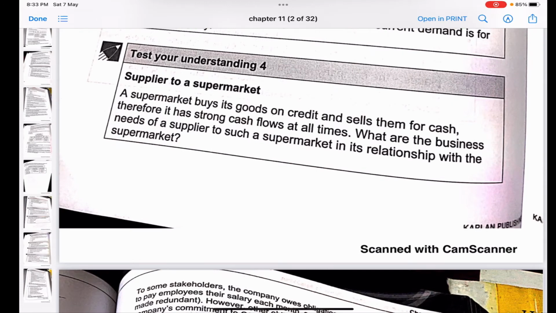Test your understanding 4. A supermarket buys its goods on credit and sells them for cash. Therefore, it has strong cash flows at all times. What are the business needs of a supplier to such a supermarket and its relationship with the supermarket?